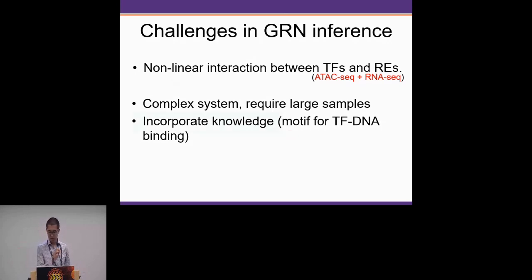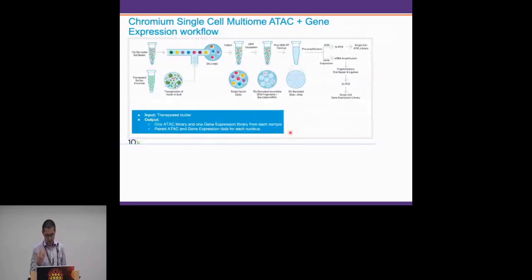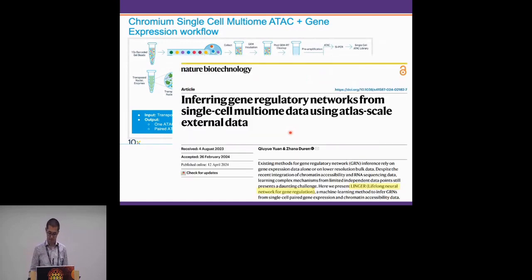To do this, I think currently the best data we can get is single cell multi-omic data. Now 10x Genomics has these kits, so it's easy to generate RNA-seq and ATAC-seq on the same cells. More and more of this type of data is being generated, so how to analyze it to get a better gene regulatory network is the problem here. So our group recently developed a method called LINGER, Lifelong Neural Network for Gene Regulation. Now I'm gonna talk about this method.